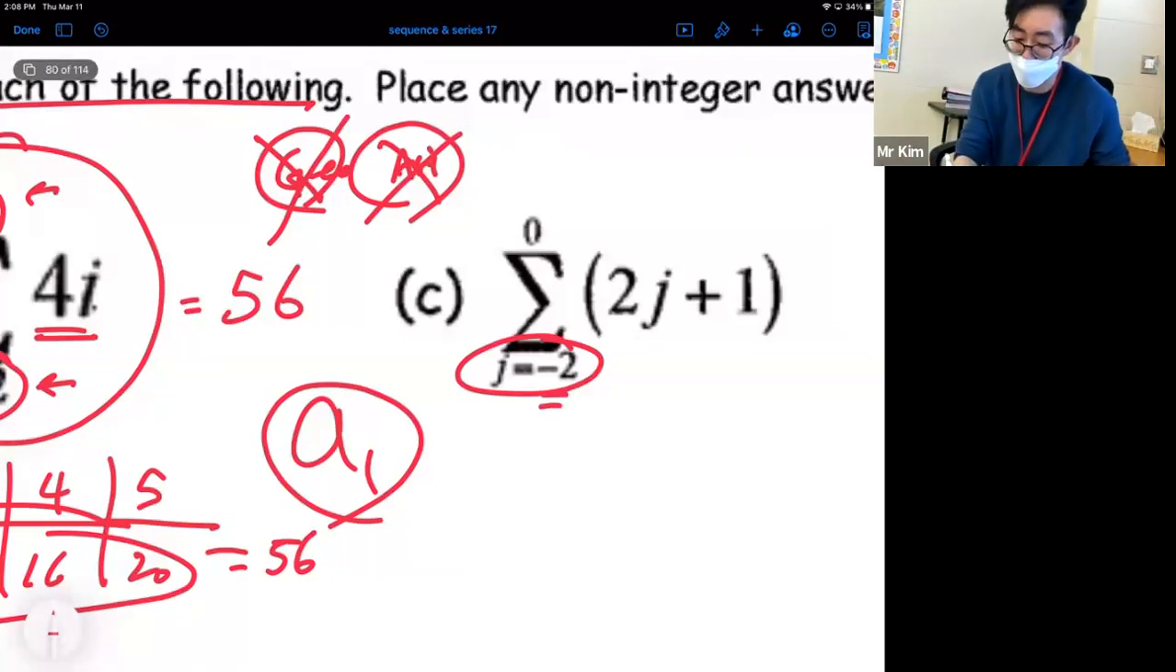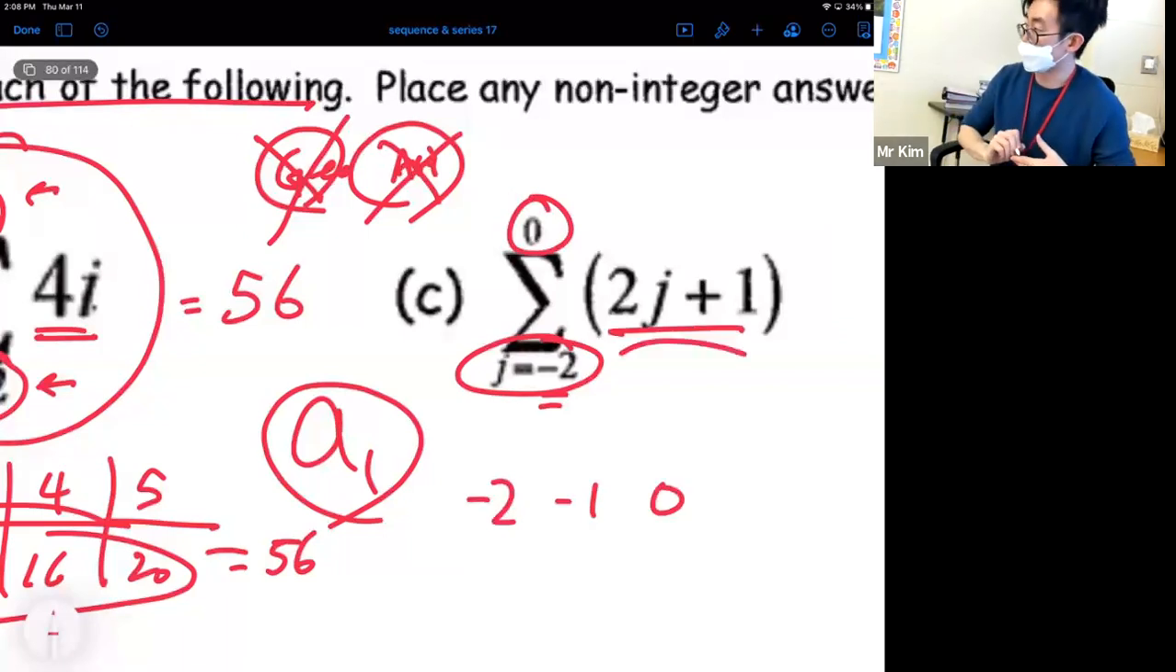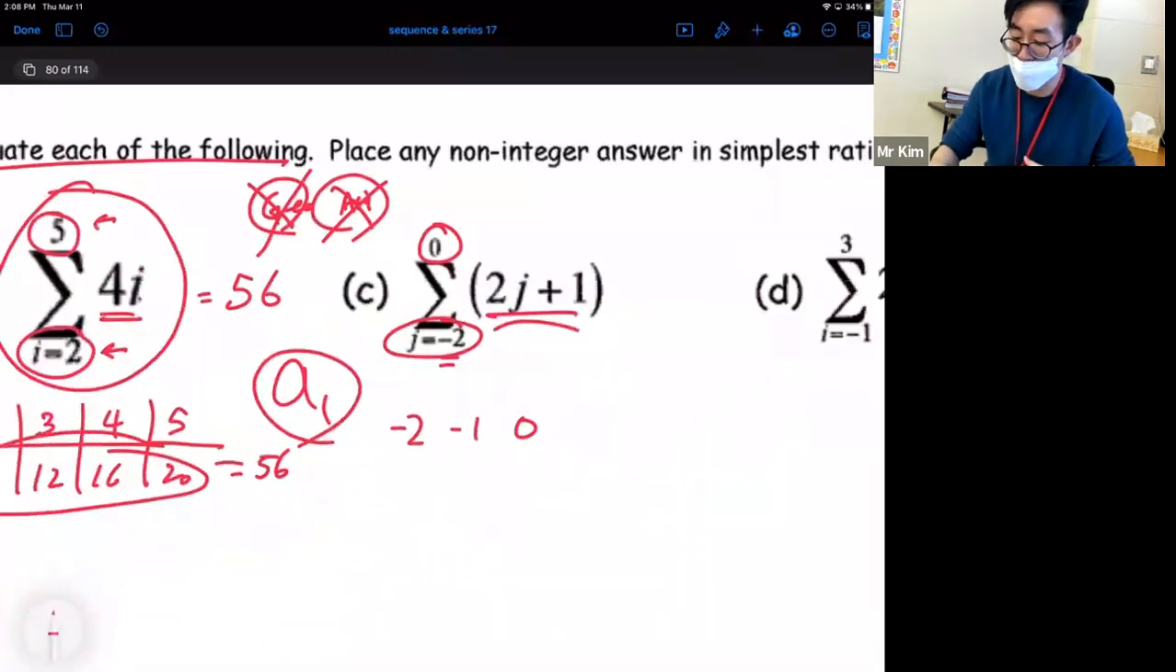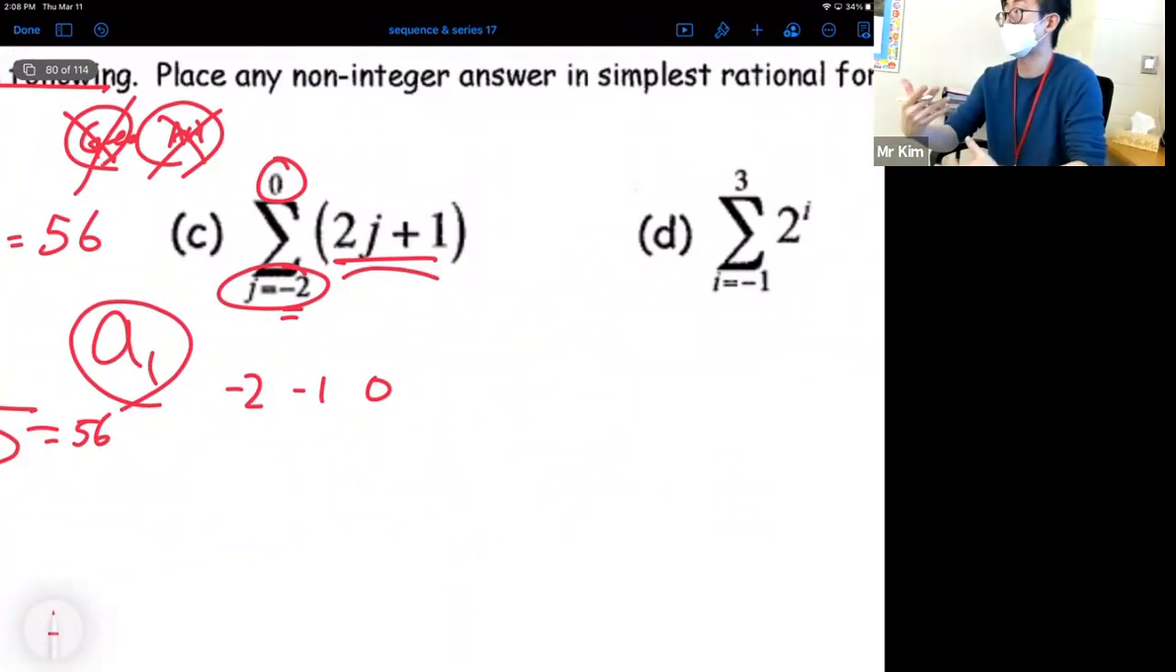You can start from -2 to 0. That's still counting -2, -1, 0, using this formula. Okay, you can crop out certain sections of sequences and you can compute it. That's one of the benefits of sigma notation. Does that make sense? Okay. One more thing.